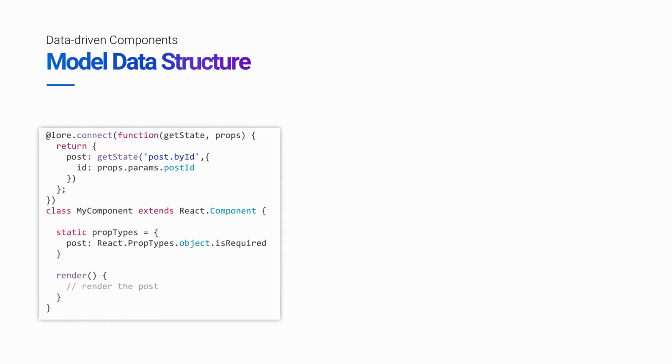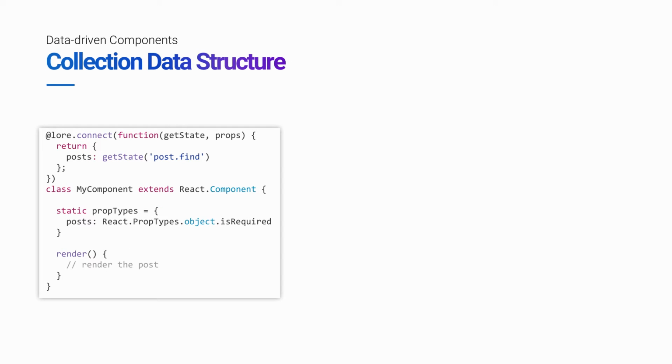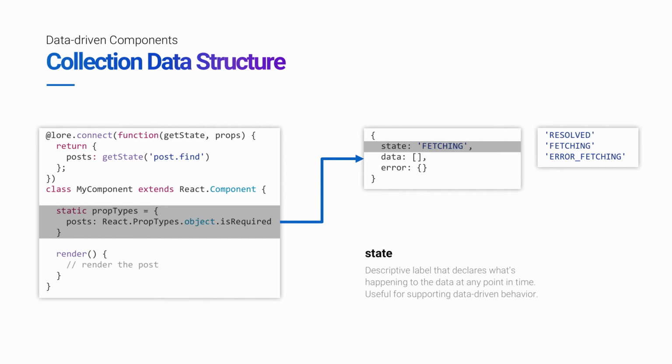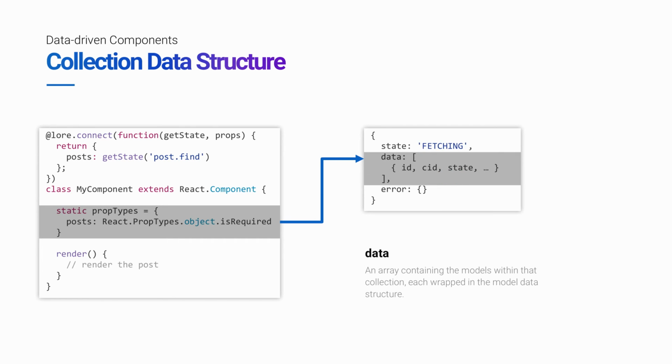So that covers the model data structure. Let's change our component to request a collection instead of a model and look at that data structure. So collections follow a similar pattern, though they have fewer fields, currently being state, data, and error. Just like model, the state field is a descriptive label that declares what's happening to the data at any point in time, though for collections, this will typically only communicate whether or not that collection is currently being fetched. The data field will be an array containing the models within that collection, and those models will be wrapped in the model data structure we just talked about.